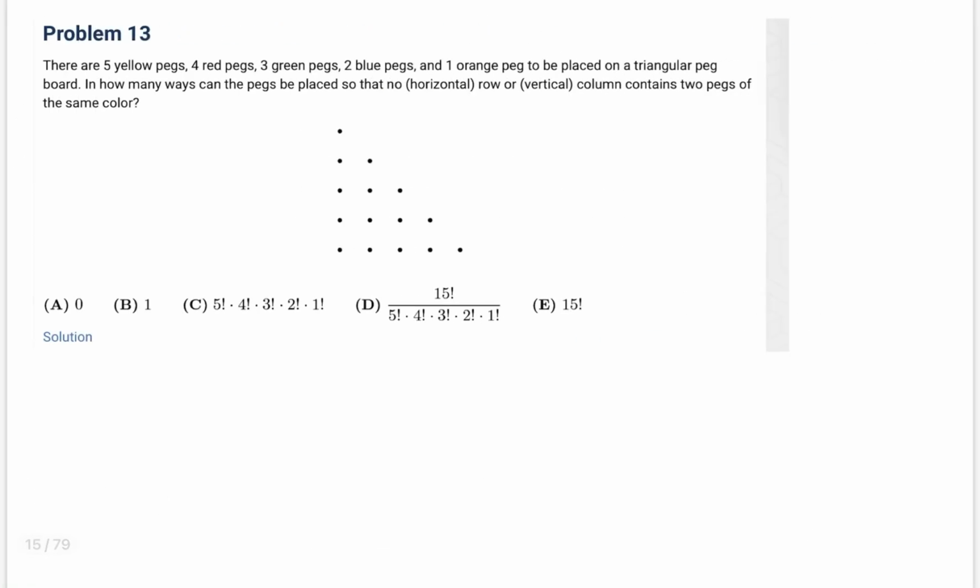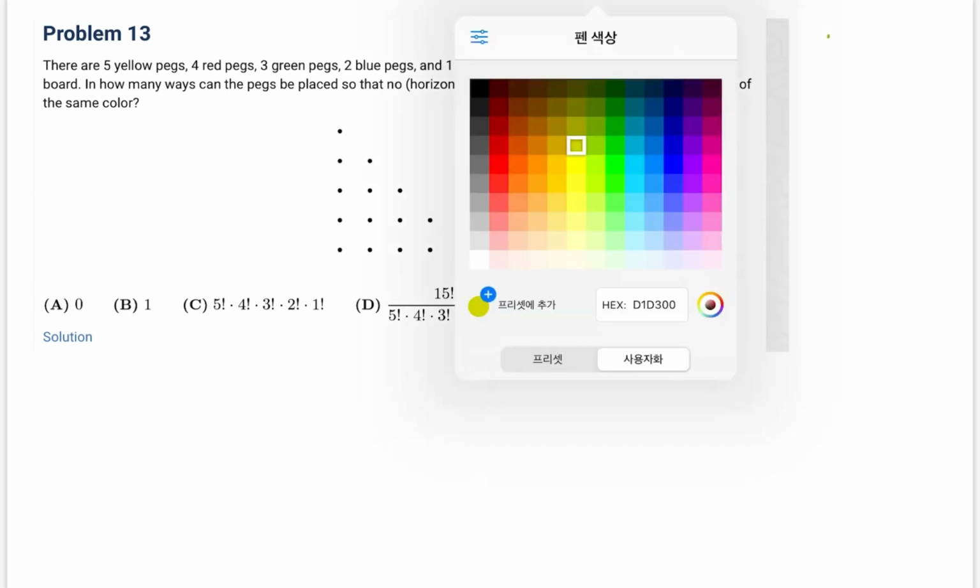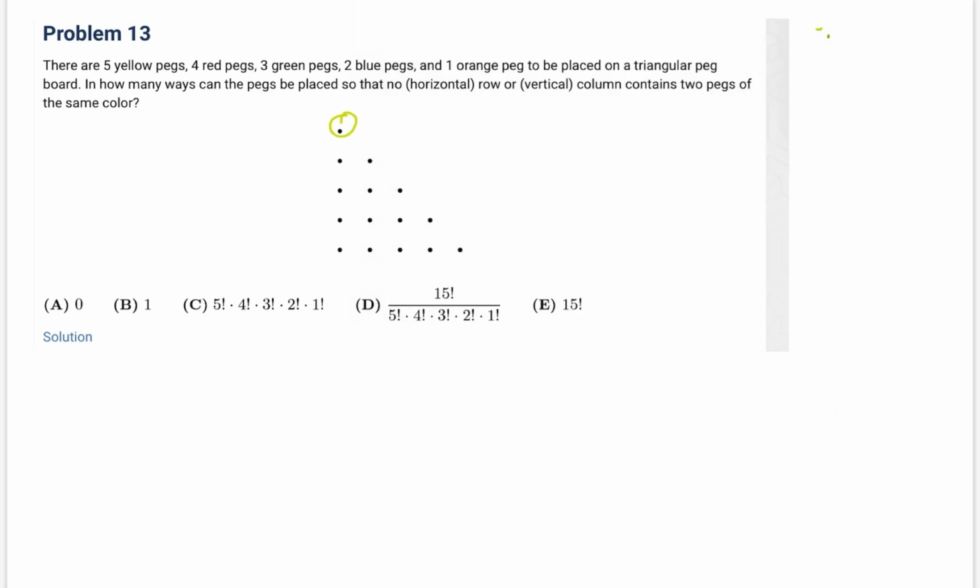Problem number 13. There are 5 yellow pegs, 4 red pegs, 3 green pegs, 2 blue pegs, and 1 orange peg to be placed on a triangular pegboard. For this problem, if you focus on the lesser pegs first, then it seems like there could be so many ways, right? But if you look at the bigger amount of pegs first, we can see that the only way this would be possible is if the yellow pegs are like this in a straight line.